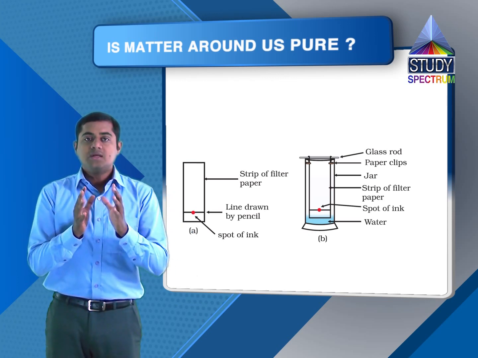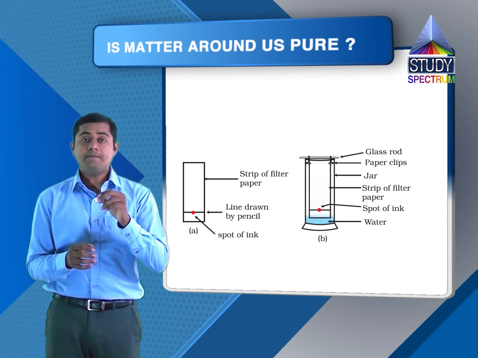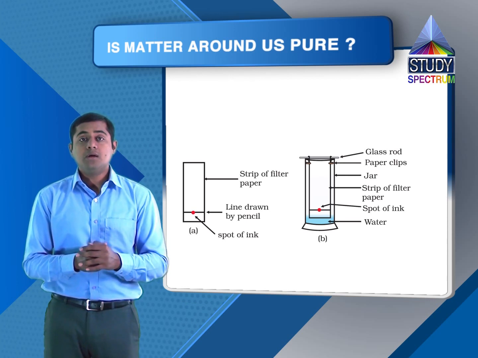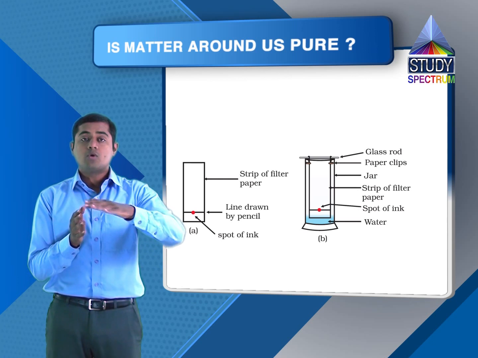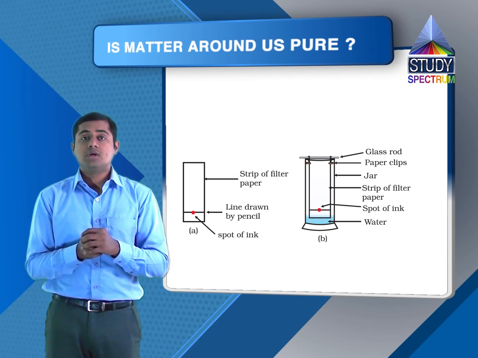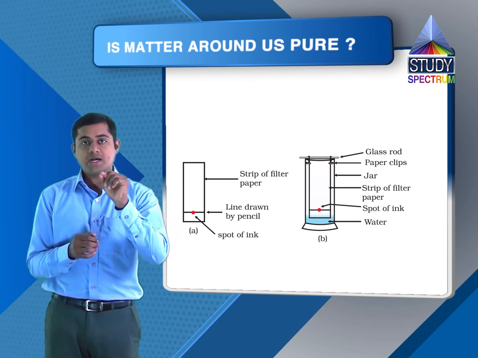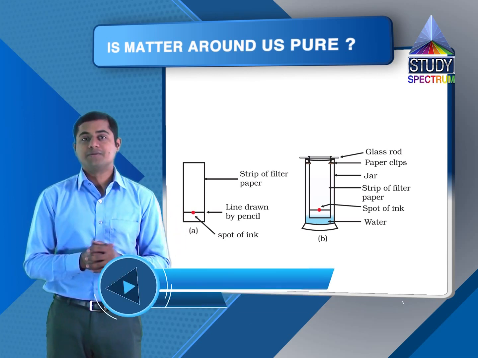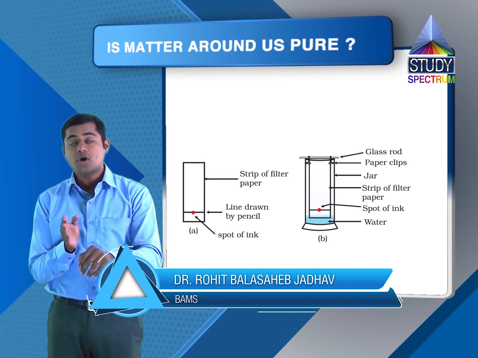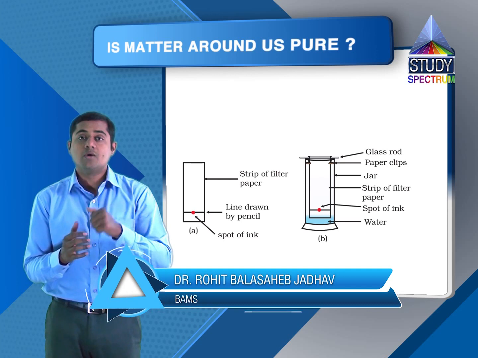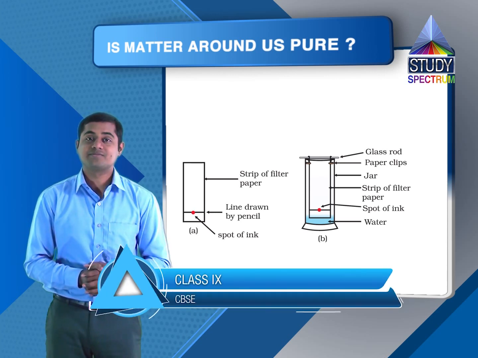In the flask, in the beaker where we are going to dip that filter paper, have water, but in such a quantity that the surface of the water is slightly below the horizontal line and the dot of the ink on that filter paper. And now the bottom end of that filter paper is immersed in the water. Now just wait and watch what happens.